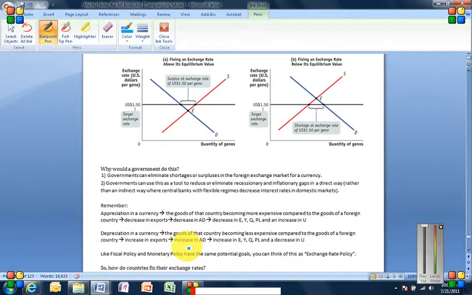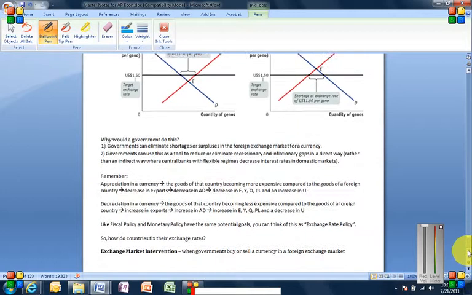So like fiscal policy and monetary policy, they might have the similar goals in mind when a government chooses this path, and you can think of it as exchange rate policy, using their influence over exchange rates to try to meet similar kinds of goals, get themselves out of a recessionary gap or get themselves out of an inflationary gap. And if you look at these two options, you can see obviously that if a country was in a recessionary gap, they would use the second option. If they were in an inflationary gap, they'd use the first option.